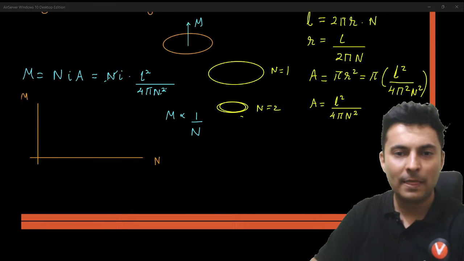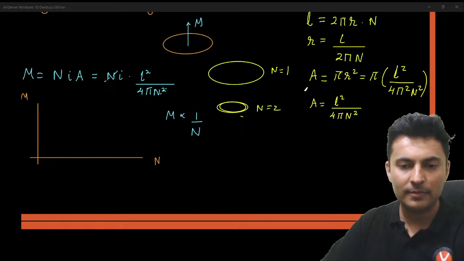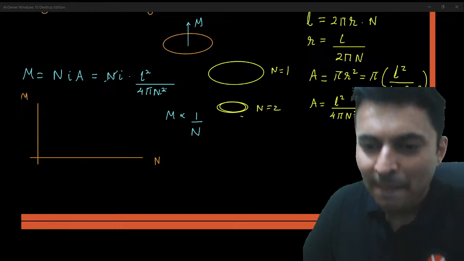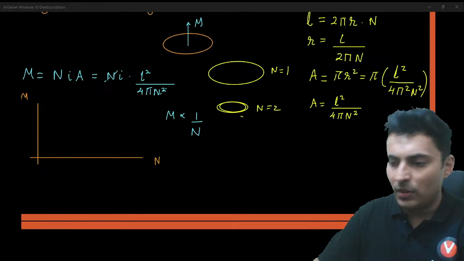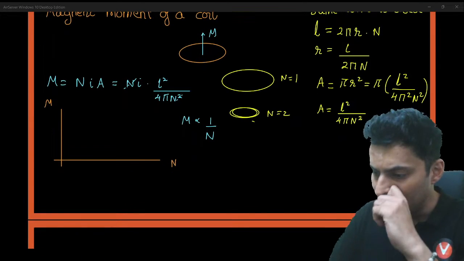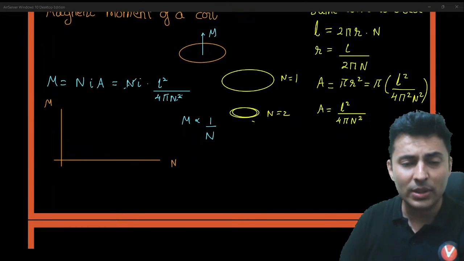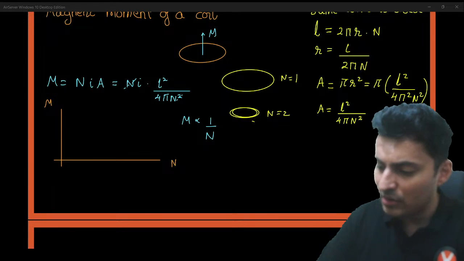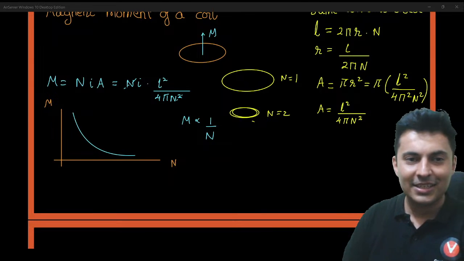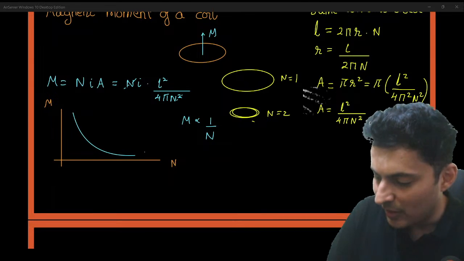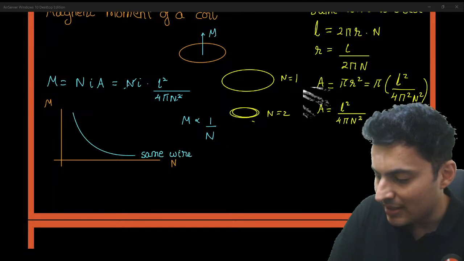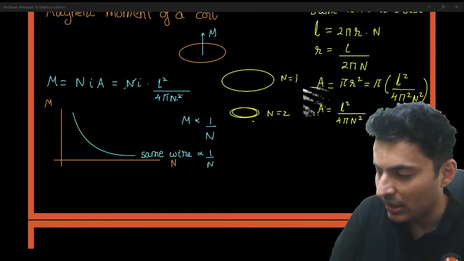Can you see that? Yes, for all the lectures, whatever derivations are required, we'll try to do that. Yes, definitely. So it will be inversely proportional, and hence the graph will be something like this. This is for the same wire. For the same wire, it is inversely proportional to n.